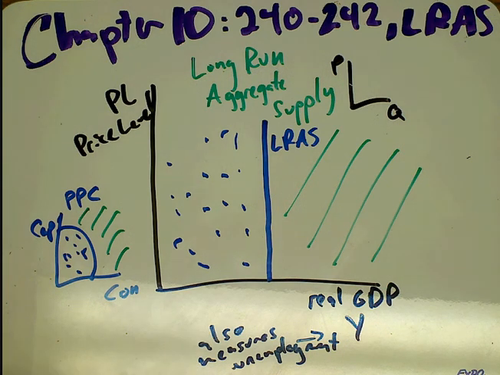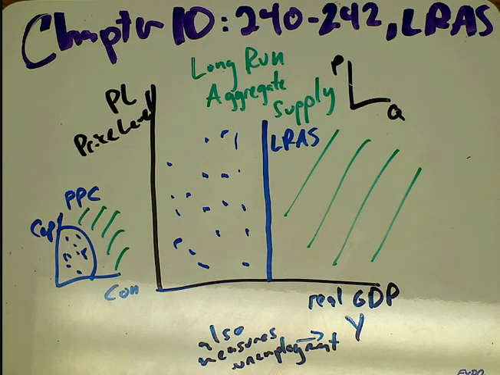This chapter really wants you to get through your head, though, that this long run aggregate supply curve just measures what we can produce in the long run. In the long run is not a specified amount of time. It just refers to the amount of time until which economic conditions adjust, like employment, wages, prices, that kind of thing. So this is just long run aggregate supply.